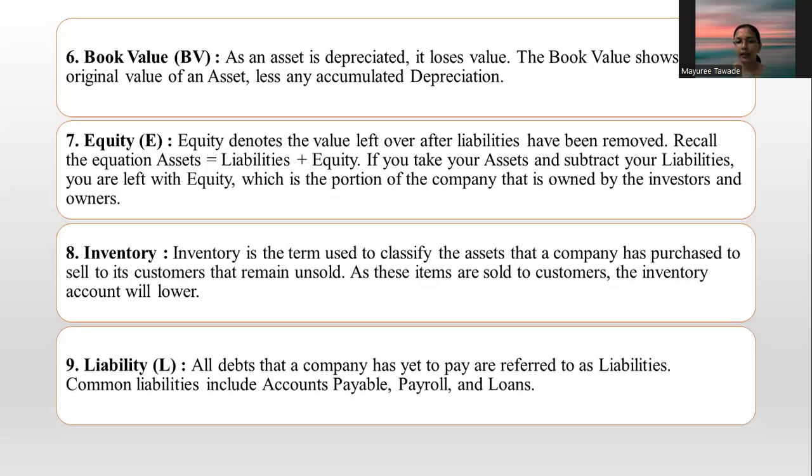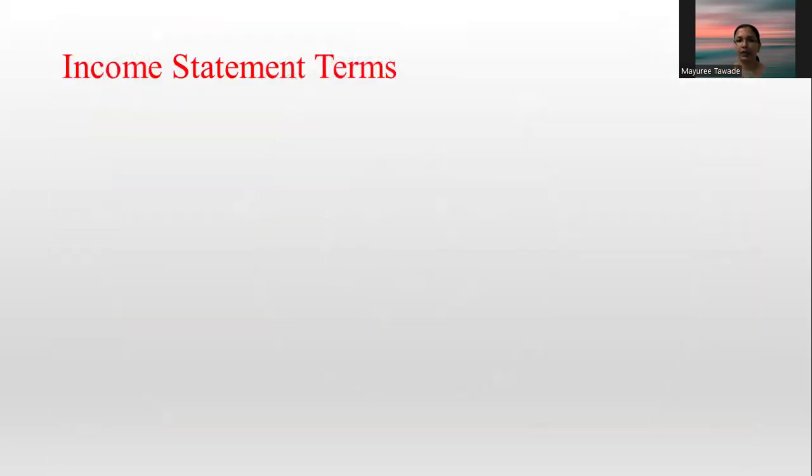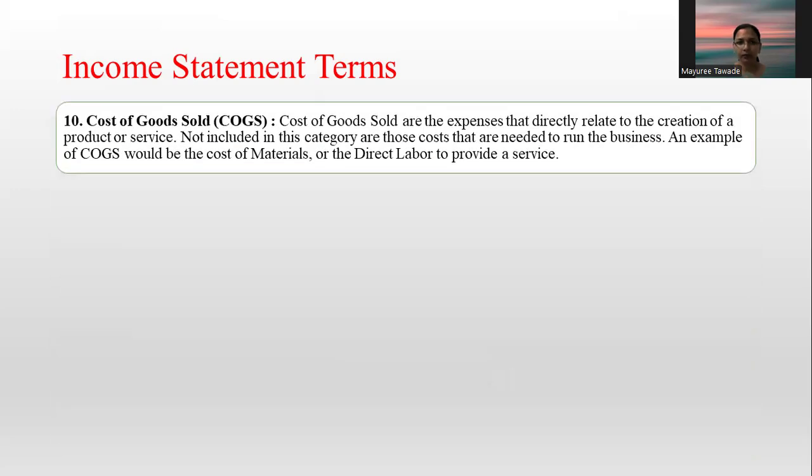Liability: all debts that a company has yet to pay are referred to as liability. Common liabilities include accounts payable, payroll, and loans. These, or an overdraft facility or outstanding expenses, whatever we have, are considered as liability, including equity. So, income statement terms. Income statement is none other than the profit and loss account. So it is also said as income statement.